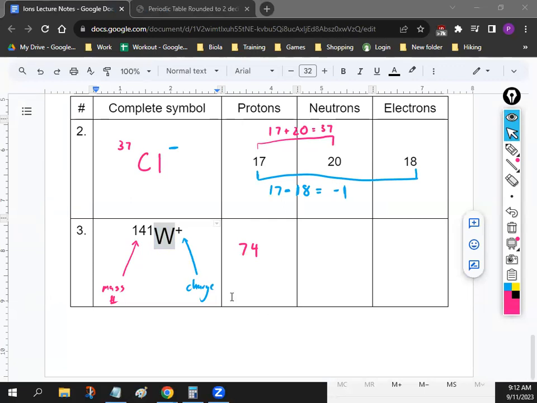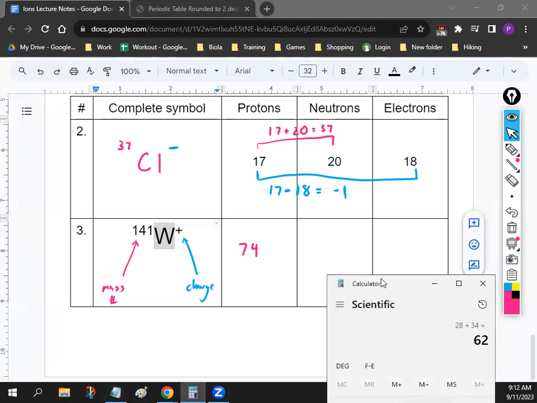Let's move on to the mass number. We said that the mass number right here, 141, is going to be protons plus neutrons. So all we have to do is go on our calculator and subtract. 141 minus 74 will give you 67 for your neutrons. Again, we get this by doing 141 minus 74.